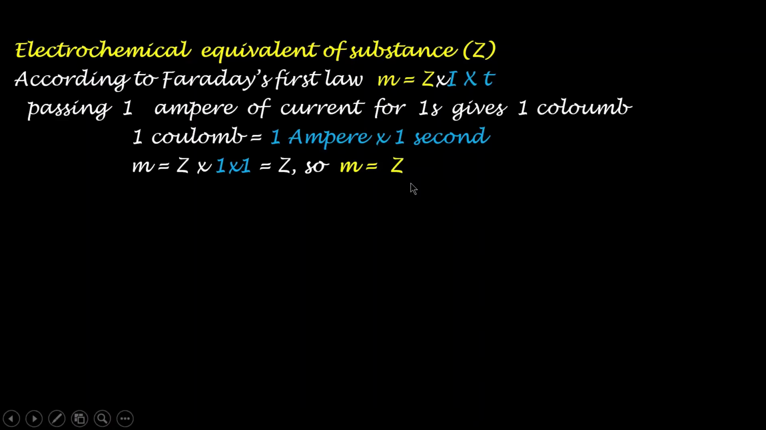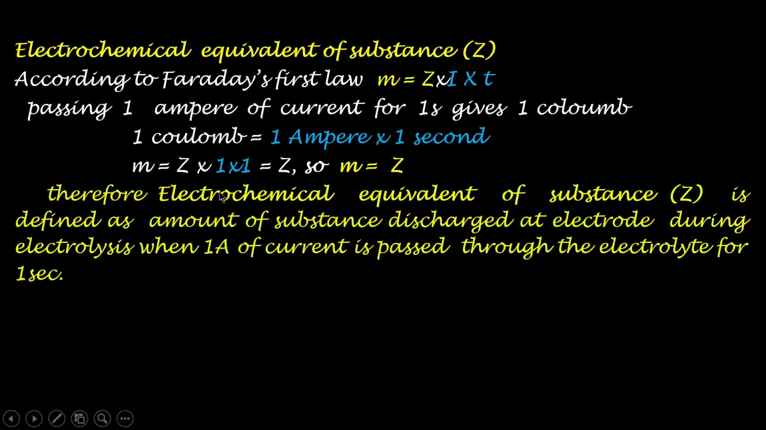Now let us go ahead. Therefore, the electrochemical equivalent of substance Z is defined as the amount of substance discharged at the electrode during electrolysis when 1 ampere of current is passed through the electrolyte for 1 second. This is how we define the electrochemical equivalent of a substance. This may be asked as one more question: define electrochemical equivalent of substance. You have read this definition.